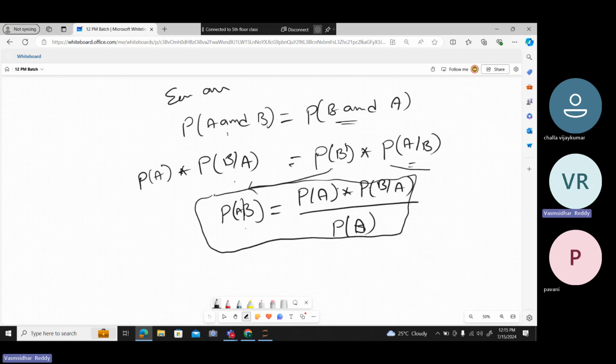This is known as the Bayes theorem. It is also known as the Naïve Bayes theorem. So the Naïve Bayes algorithm completely works on the Bayes theorem.